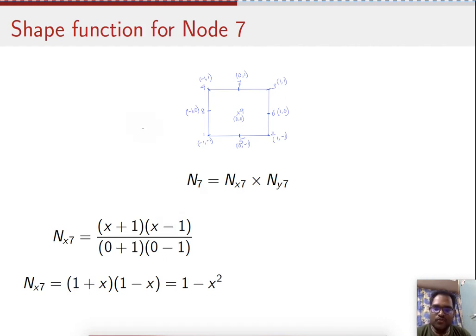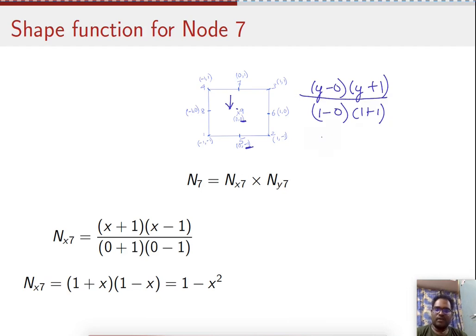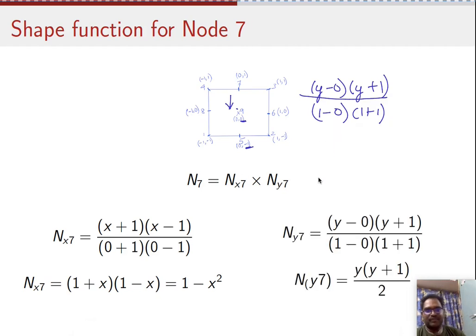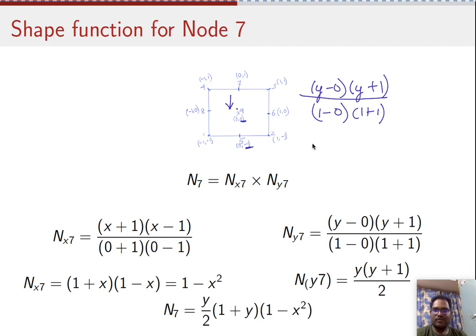Similarly, in the y direction, again what you're looking at is this particular direction. So you're going to have the terms 0 and -1. So you're going to end up with y minus 0 into y minus of -1, which is y plus 1, and n7 has a value of 1, so it is 1 minus 0 into 1 plus 1. Simplify it, we are going to get the answer directly. So it is y into y plus 1 divided by 2, and then finally the shape function for node 7 can be found out when we multiply nx7 and ny7 as a whole.